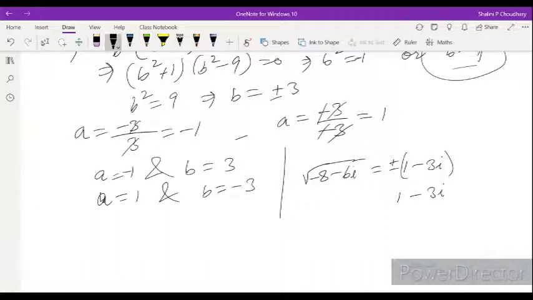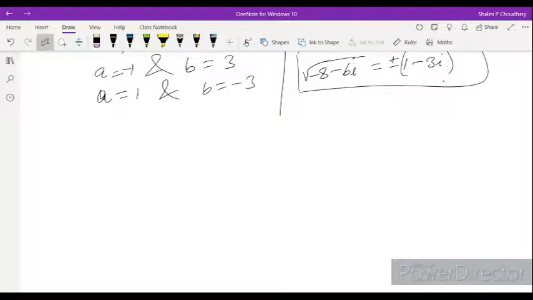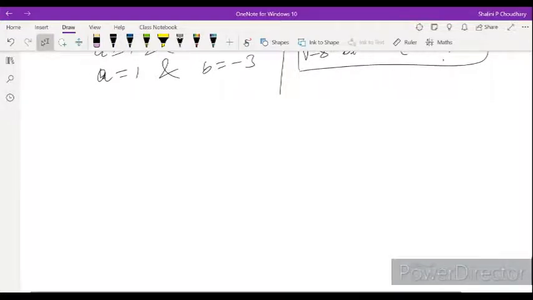Yes, plus minus. If 1 is plus, 3 is minus, and if 1 is minus, 3 is plus. Okay, so this way we can write. Now the next question we'll do based on the square root only. Let's do one more sum on the square root.